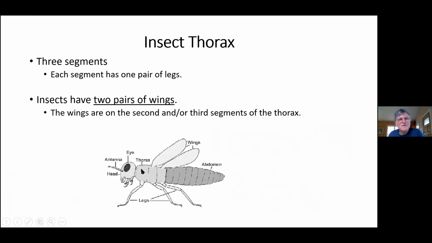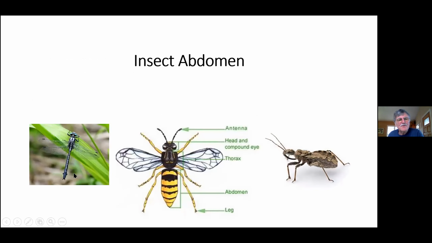Again, they are in 3 segments. There's 2 pair of wings, and they're on the 2nd and 3rd segment of the thorax. And then one of the legs is attached to each part of the thorax. The abdomen, just for insects, they're really varied. I don't really have anything more to say about the abdomen. They don't really interest me very much.